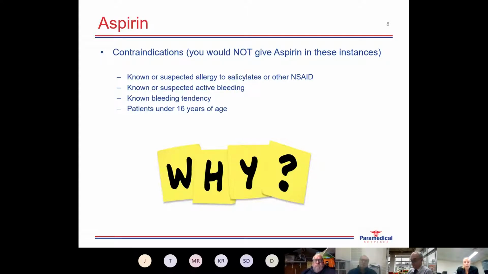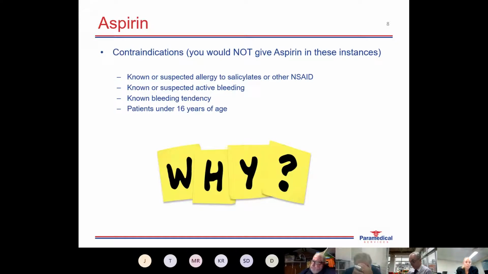We would not give aspirin to a patient where there is known or suspected active bleeding. So let's say, for example, we've had a patient that has recently had a car accident and they've had abdominal bleeding, or they are possibly having a stroke. Okay, where there's known or suspected active bleeding, we cannot give aspirin.